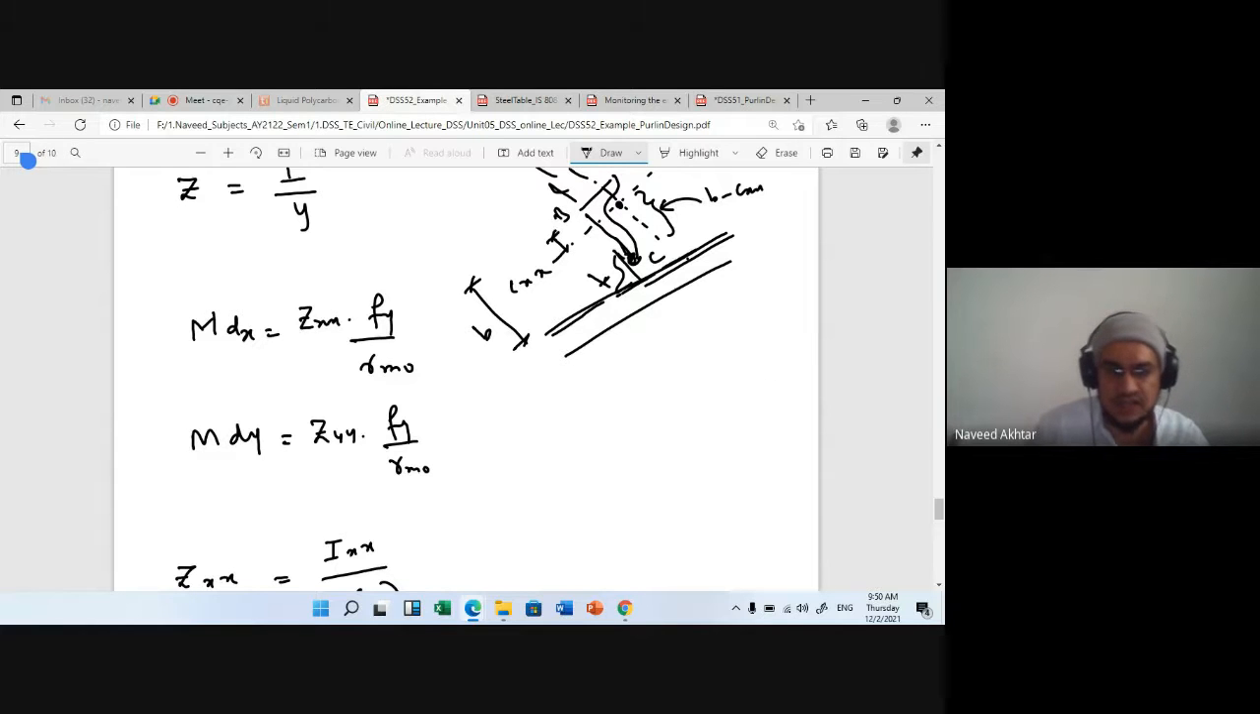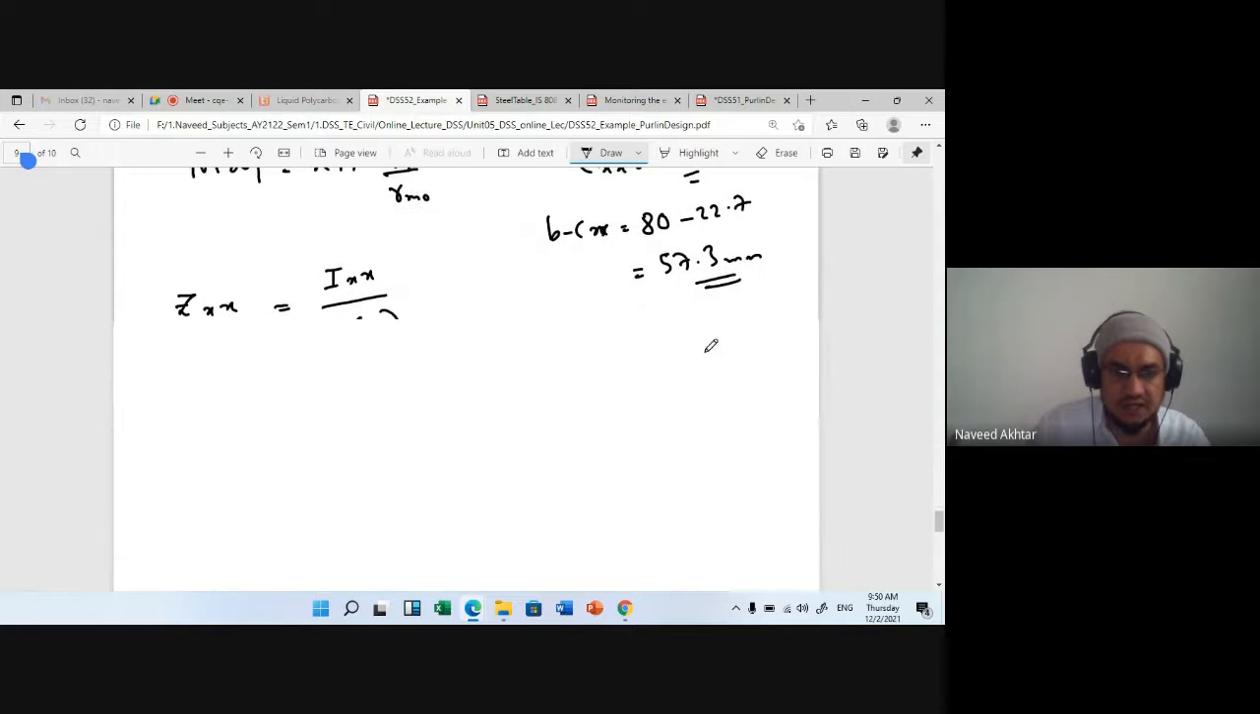Okay, so CXX in case of this angle is 22.7. So B minus CXX, our B is 80 minus 22.7, it is 57.3 mm. So it is large rather than this. So I will go for the bottom portion at C, the rotation will be critical. So I will write down. So Z, IXX is 72.5 into 10 raised to 4 divided by 57.3.